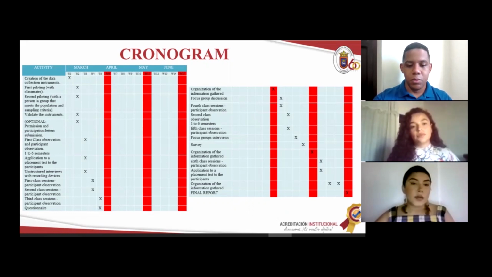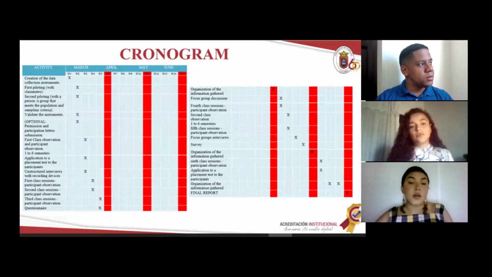Then we have the class observations and participant observations. There are two of them. The first one is to observe the methodology used by the English teachers and the students' participation during the normal classes. And the second one is to observe if there are any changes in the type of methodology and the participation of the students.